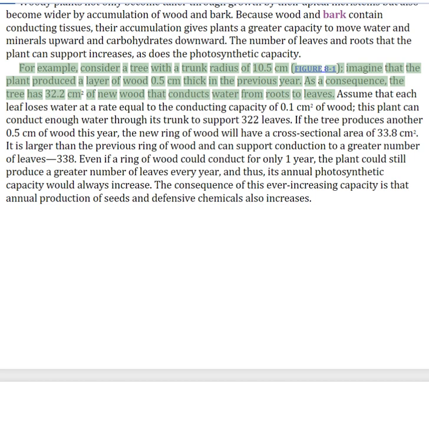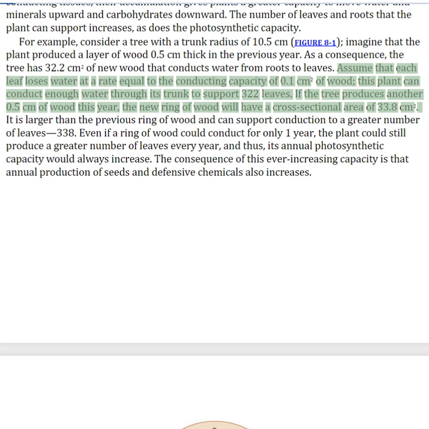The number of leaves and roots that the plant can support increases, as does the photosynthetic capacity. For example, consider a tree with a trunk radius of 10.5 centimeters. Imagine that the plant produced a layer of wood 0.5 centimeters thick in the previous year. As a consequence, the tree has 32.2 square centimeters of new wood that conducts water from roots to leaves. Assume that each leaf loses water at a rate equal to the conducting capacity of 0.1 square centimeters of wood. This plant can conduct enough water through its trunk to support 322 leaves.